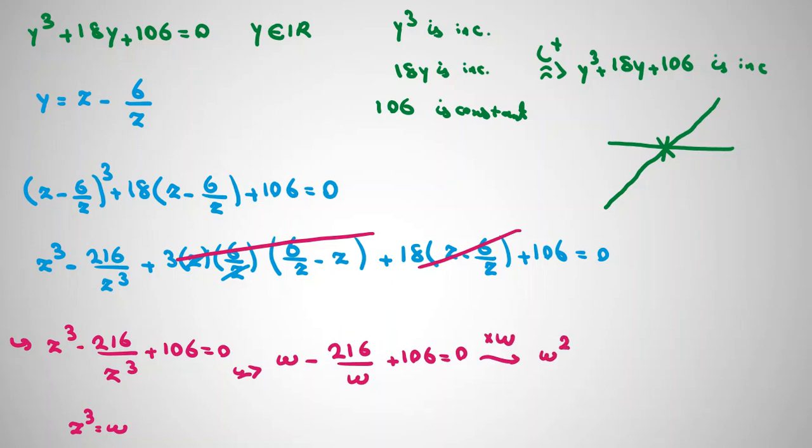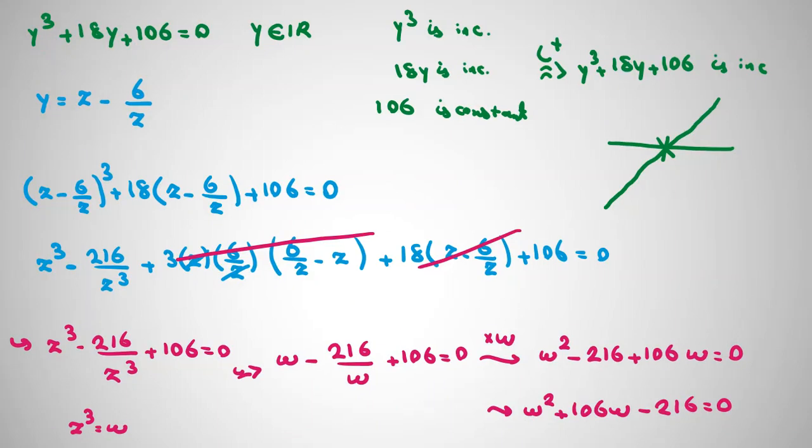We get rid of the denominator: w squared minus 216 plus 106w equal to 0. So I rearrange this: w squared plus 106w minus 216 equal to 0. Let's solve this.